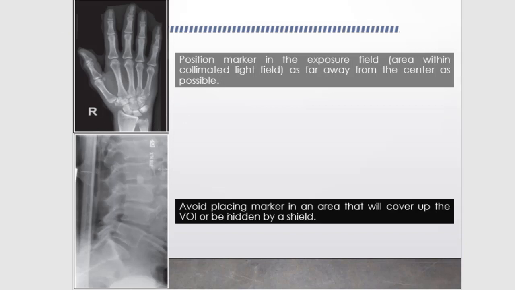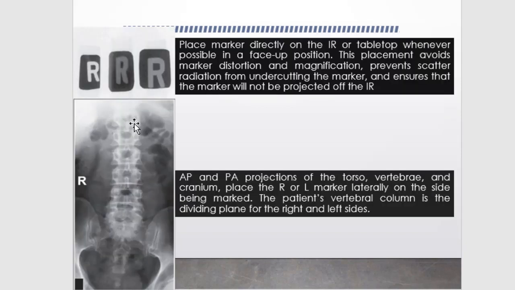Next one, avoid placing the marker in an area that will cover up the VOI. VOI means volume of interest, or you can also call it a region of interest, or be hidden by a shield. So please be careful, don't put it like this. The tendency to superimpose the spine is very high here. Place the marker directly on the IR, IR meaning the cassette here, or tabletop whenever possible in a face up position.